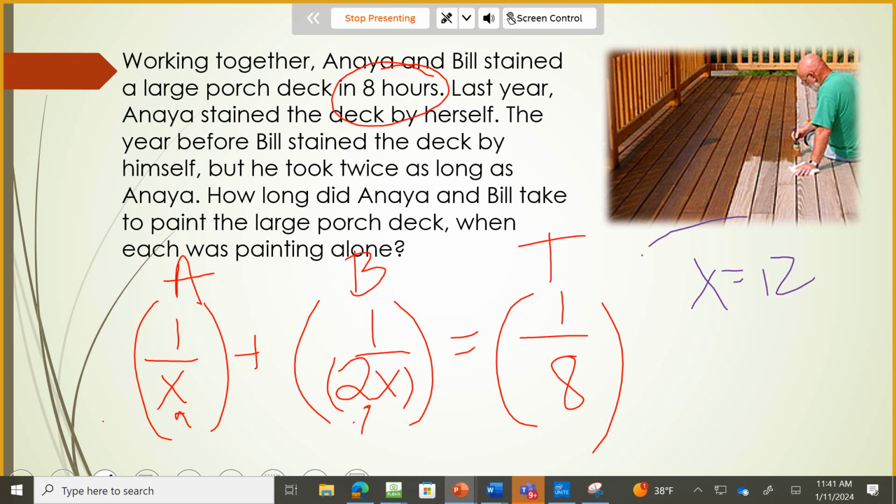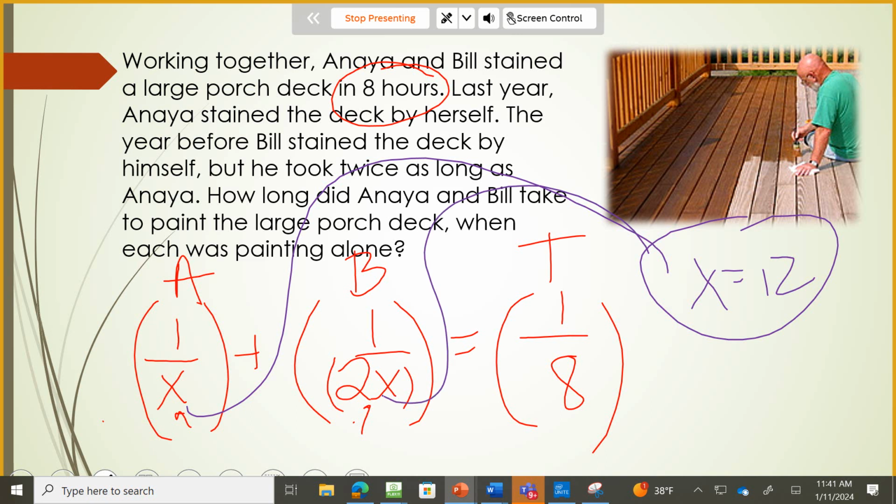So when I write down the complete sentence, I would say, we can anticipate it'll take 12 hours for Anaya to stain the deck by herself, and it would take 24 hours for Bill to complete the same task. Something like that.